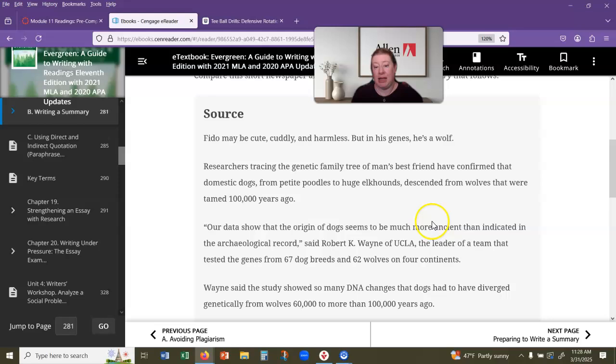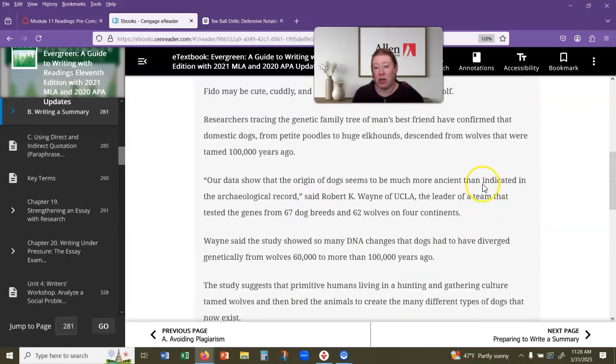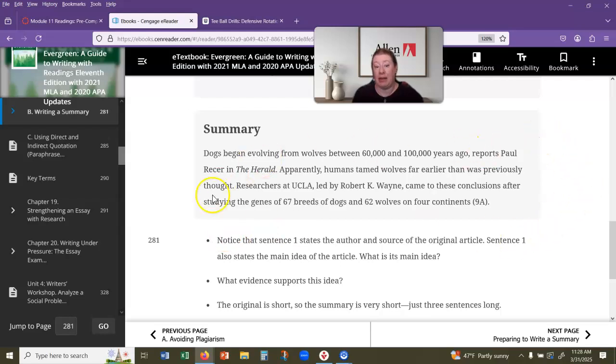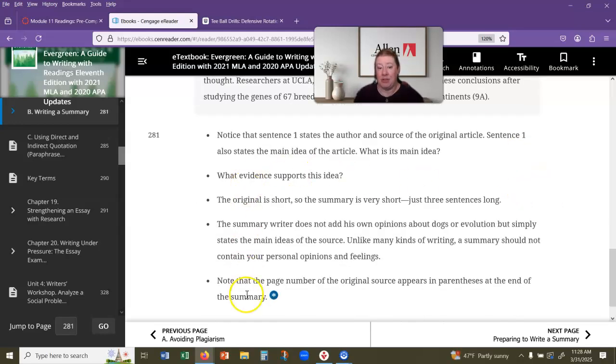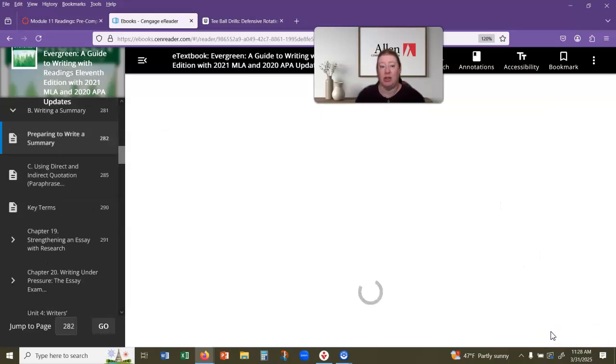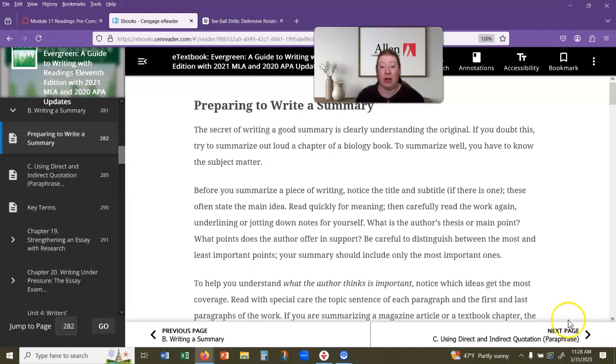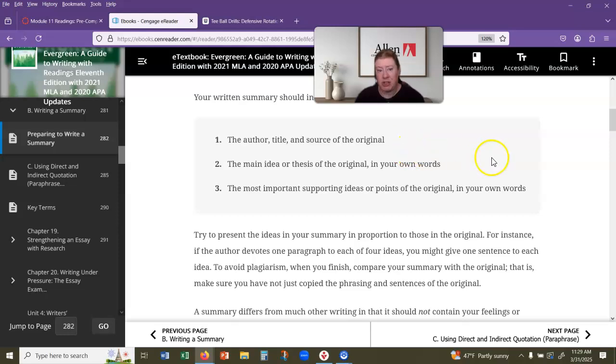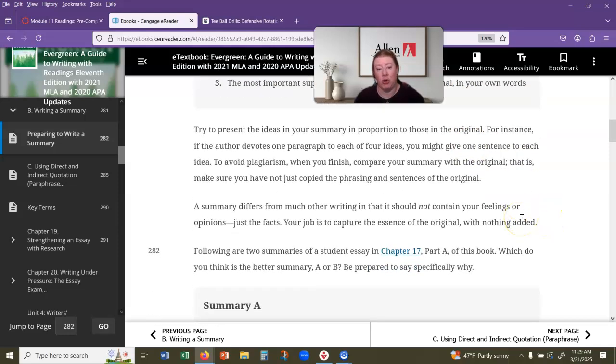So this gives you an example of a short article that you might see, and then there's a summary of what it might look like if you were to write a summary of that article, and it gives you some ideas for how you could do that, what you might focus on. And then there's some more information on how you write a summary and how you prepare to write a summary: the main source, the article, the title, the main idea, everything in your own words.